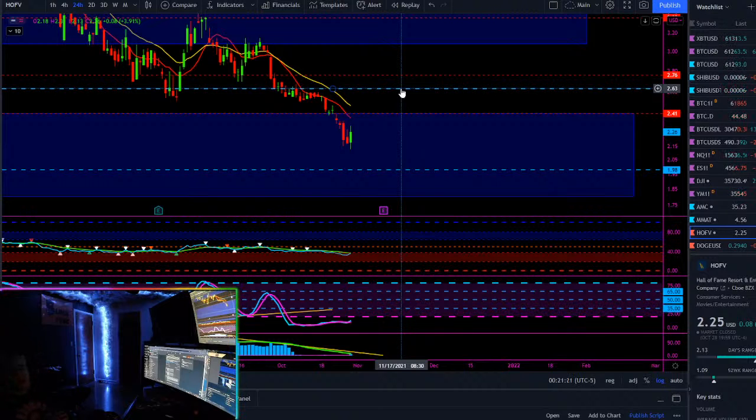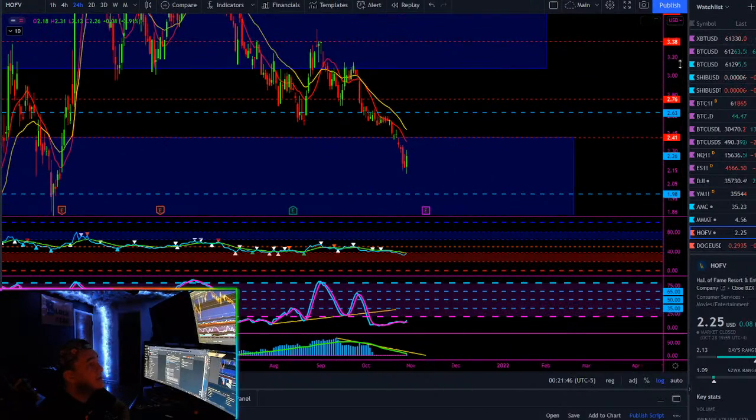We have confirmation of nothing. We have one green candle in a slew of a bear market for the Hall of Fame right now, and a green candle doesn't tell me anything. Not only that, but we didn't even confirm a low on that green candle here today. So, still looking for that downside. Still looking for that downside until proven otherwise here.